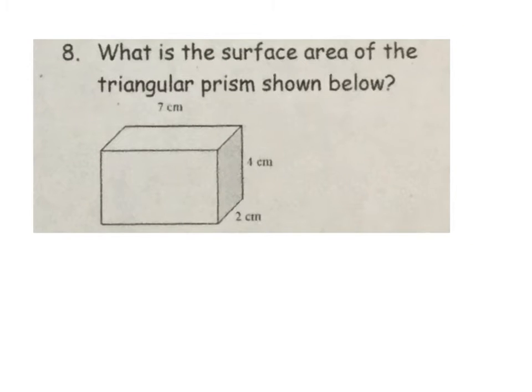All right, number 8, what is the surface area of the triangular, this should be rectangular prism, okay, of the rectangular prism shown below. So we're looking for surface area. I can use this as my base. So if I'm going to use that as my base, that's going to be my height. Surface area, perimeter of the base multiplied by the height, plus 2 times area of the base. Here we go.